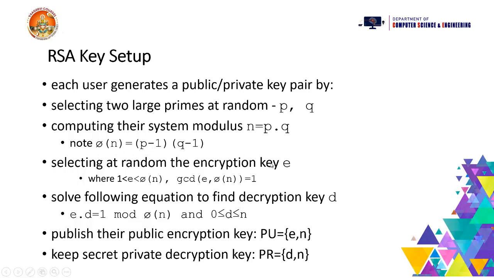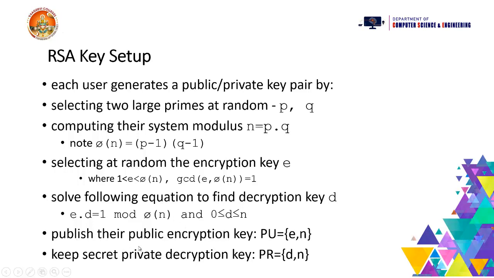Next, select encrypting key E by following these two conditions. E must be less than phi of n, and the greatest common divisor of E and phi of n equals 1. Next, calculate decrypting key D by using this equation: E into D equals 1 mod phi of n, and D must be less than or equal to n. Now we have encrypting key E, decrypting key D and the maximum length of the message. By using these values, we are going to calculate the public key and private key.